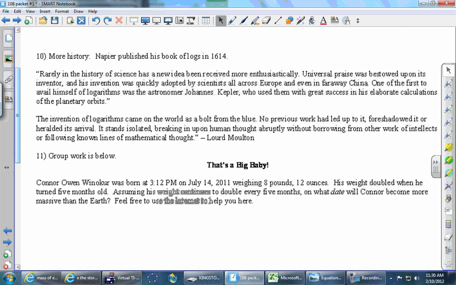Okay. We're going to skip 9. Get somebody to read some history stuff. Topher, number 10. Hold on one second. So we're talking about the book about logarithms. The idea in this case was Napier's invention of logarithms. Go ahead. Keep going.